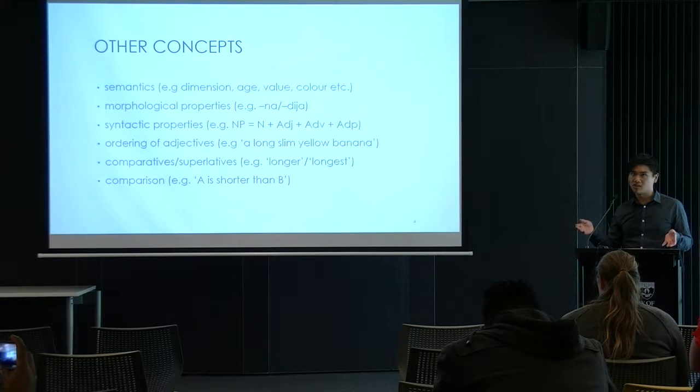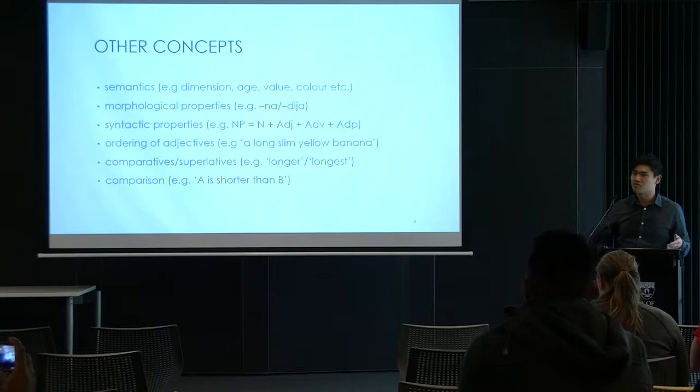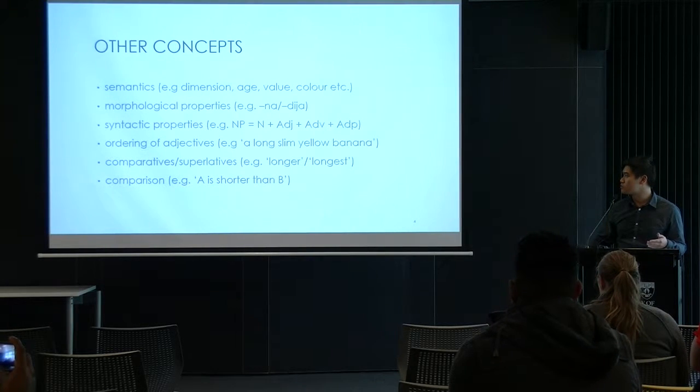Like in English we can say dog or dogs. In the case of Motu, you can put na or dia after some adjectives, and we'll discuss that later. Then syntactic properties, where we place the adjective in the noun phrase, which is how it modifies the noun. And also the ordering. In English we can say a long slim yellow banana, but we can't say a yellow slim long banana. In Motu there are also restrictions, but we'll explore that more as well.